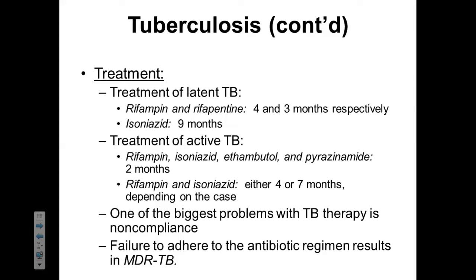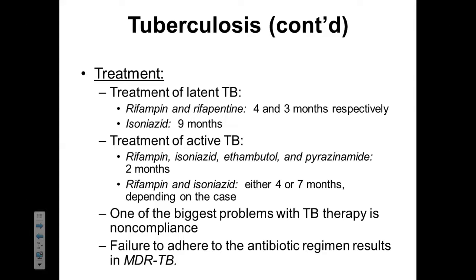If the patient has active TB in their body, they are going to need to receive additional antibiotics, including ethambutol, pyrazinamide, and in addition to the rifampin and occasionally the rifapentine treatments. The biggest problem with TB therapy is non-compliance.